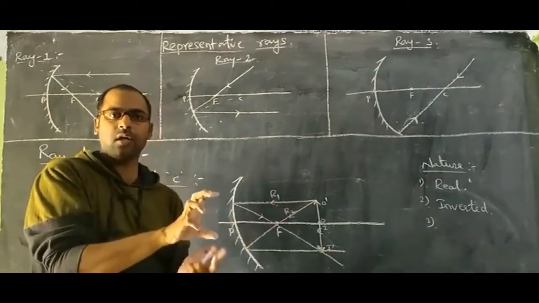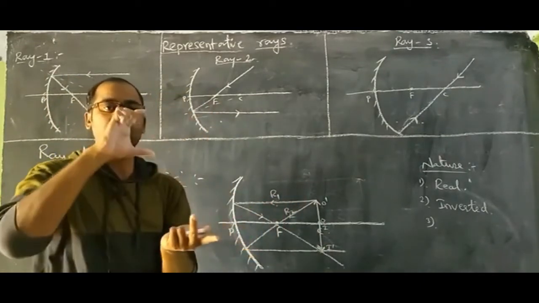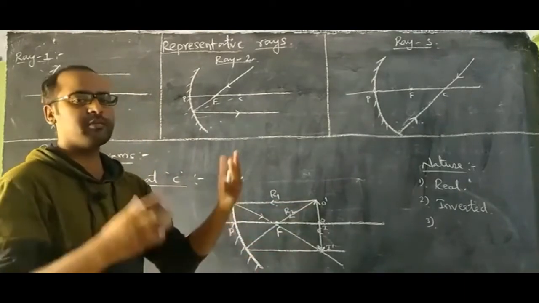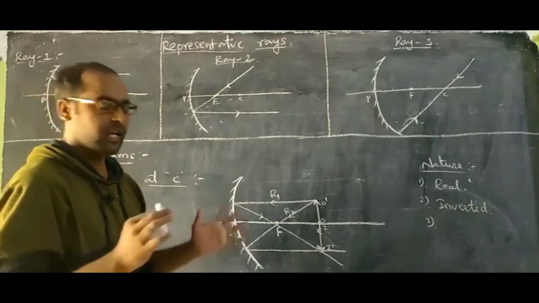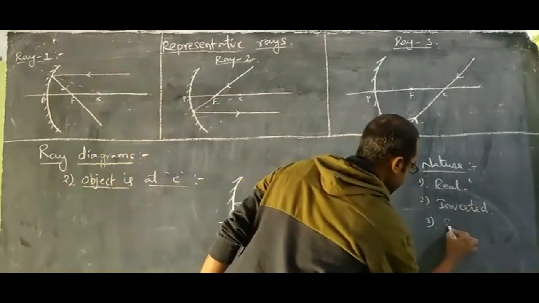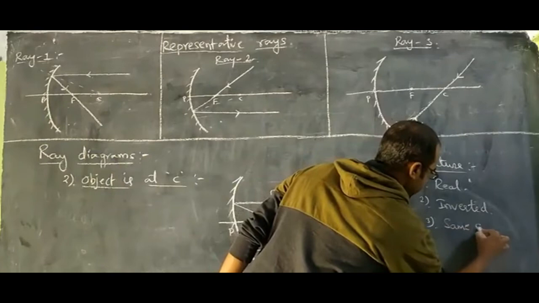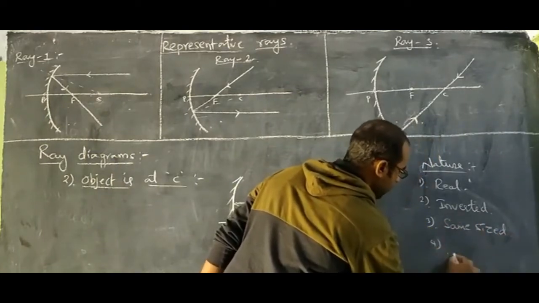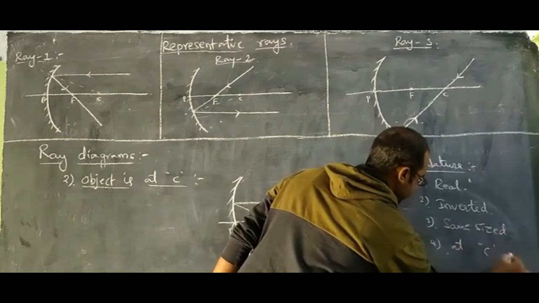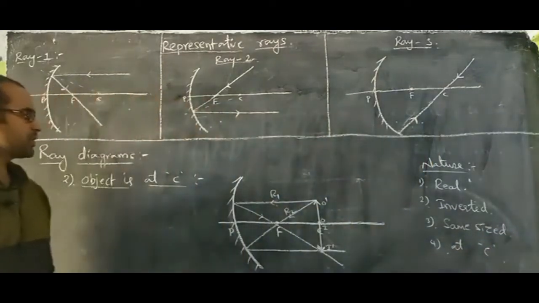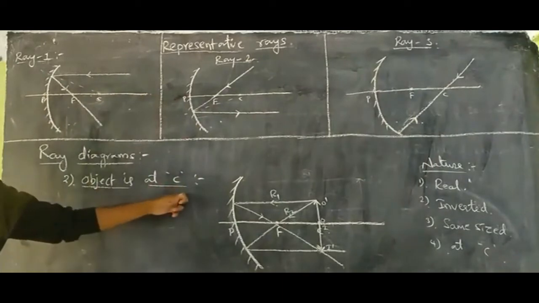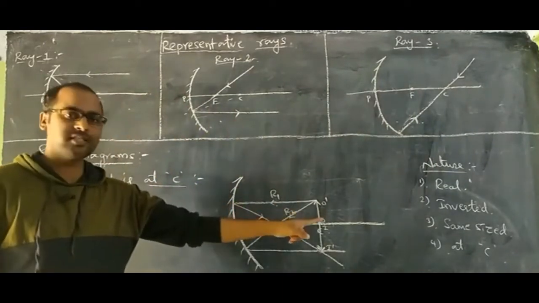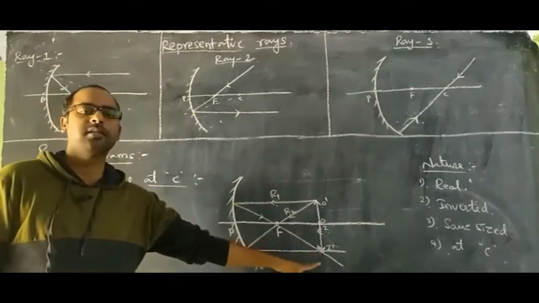Then is it diminished, enlarged, or same sized? Will it be smaller than the object, bigger, or exactly the size of the object? In this case the same sized image will be formed, and it is formed at C itself. When the object is placed at the center of curvature of a concave mirror, a real, inverted, same sized image will be formed at C.